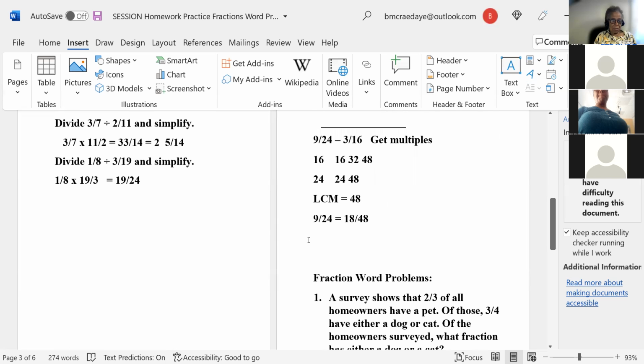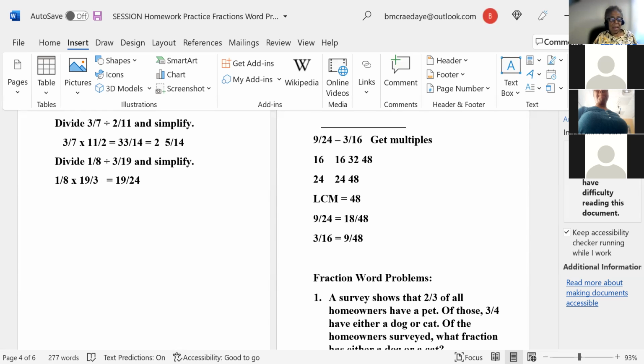Now let's go to our 3 over 16 right here. Maureen, that's equal to what number over 48? What number times 16 gives 48? 3. So you have to multiply 3 times 3, and that's 9. So it'd be 9 over 48.